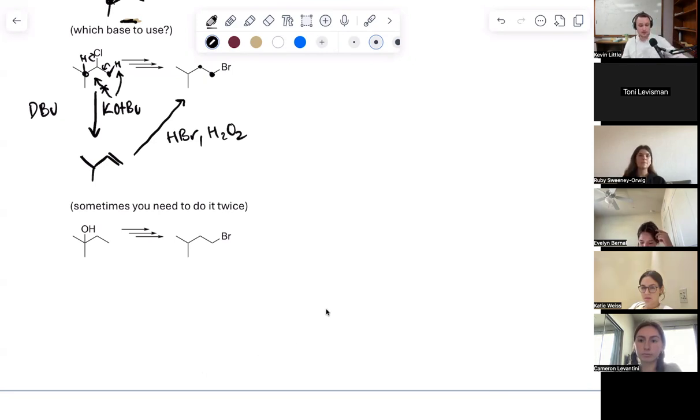All right. So the first thing we need to do is, OH isn't a leaving group. So we need to make it into a leaving group. I'll use PBr3 this time just to mix it up, but it does not matter as long as you made it into a leaving group, either a halogen or a tosylate.